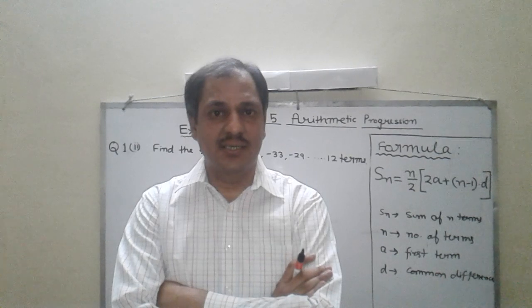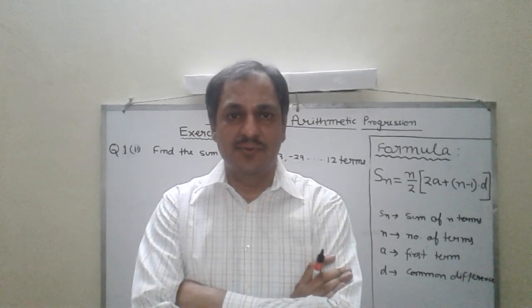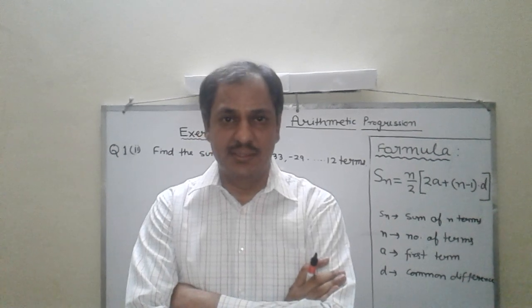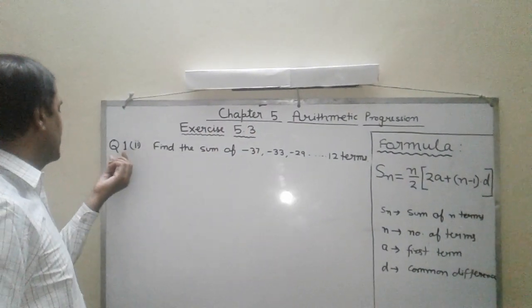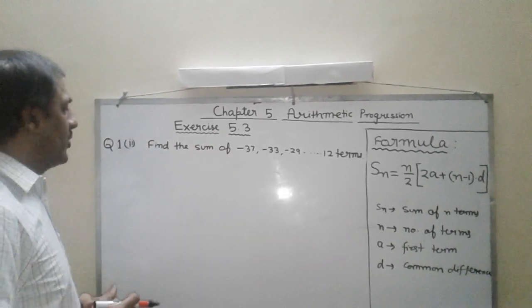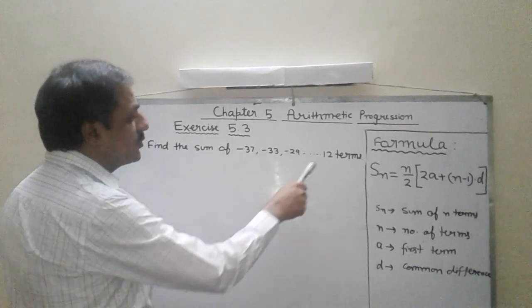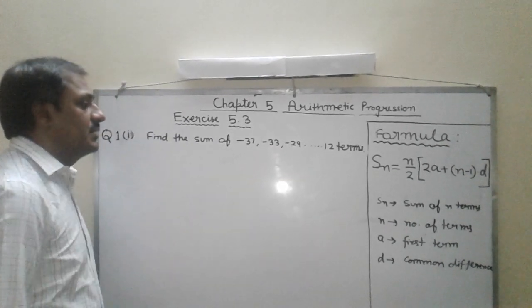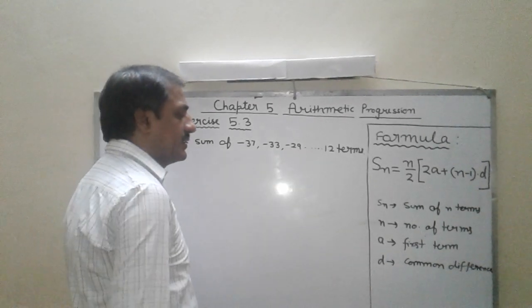Today I am taking a question from chapter 5, arithmetic progression. This is the second question of question number 1 from exercise 5.3. According to this question, we are going to find the sum of this AP up to the 12th term. How can we find the sum of this AP?